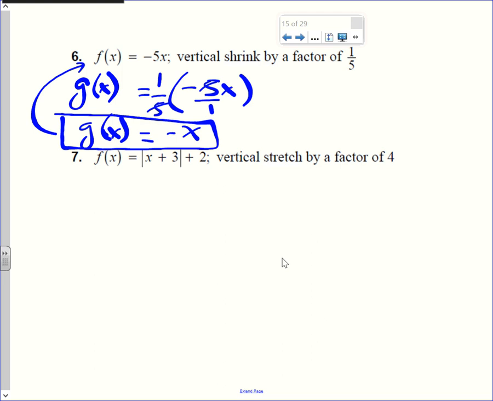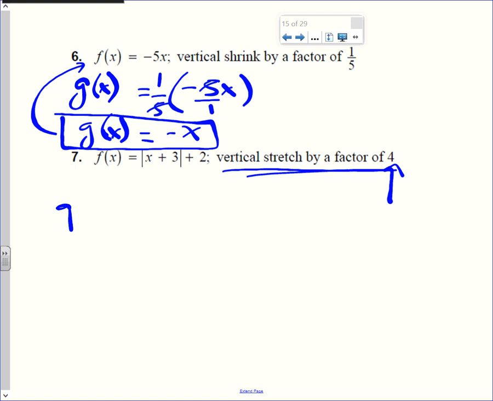All right. Number 7, we want a vertical stretch by a factor of 4. That means I've got to multiply the whole function by 4. Because it's vertical. For vertical stretches and shrinks, the whole function has to be multiplied by that number 4. Now notice how this is a little tricky. This is the first example where I have a nasty absolute value function. I'm going to multiply the whole function by 4.